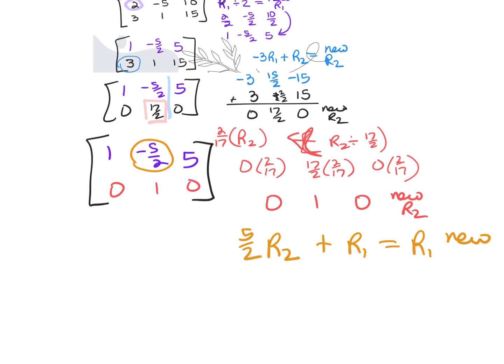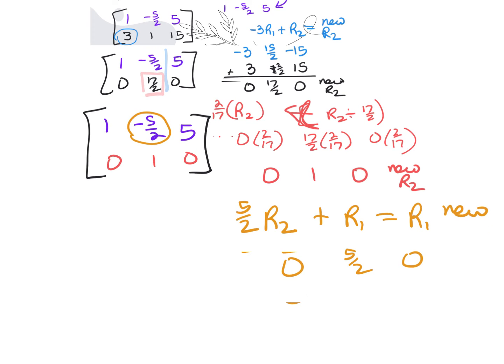So 5 halves, when I multiply that to row 2, I get 0, 5 over 2, and a 0. I'm now going to add that to the current row 1.